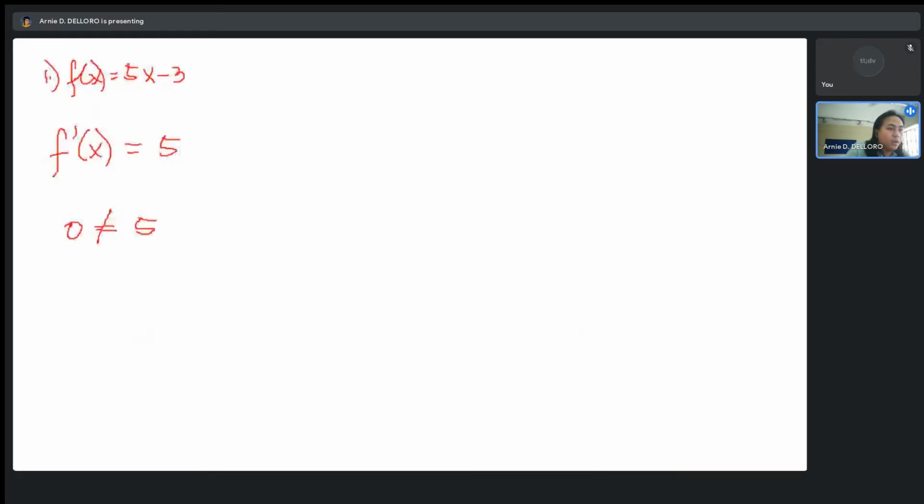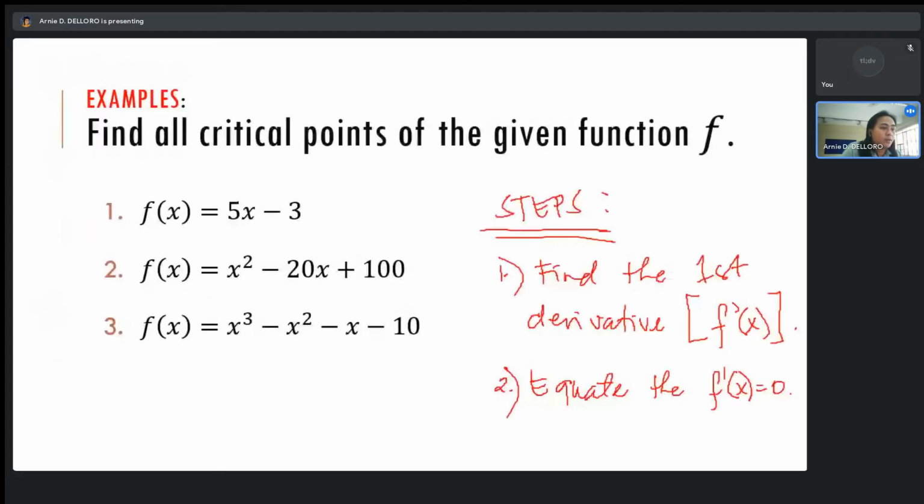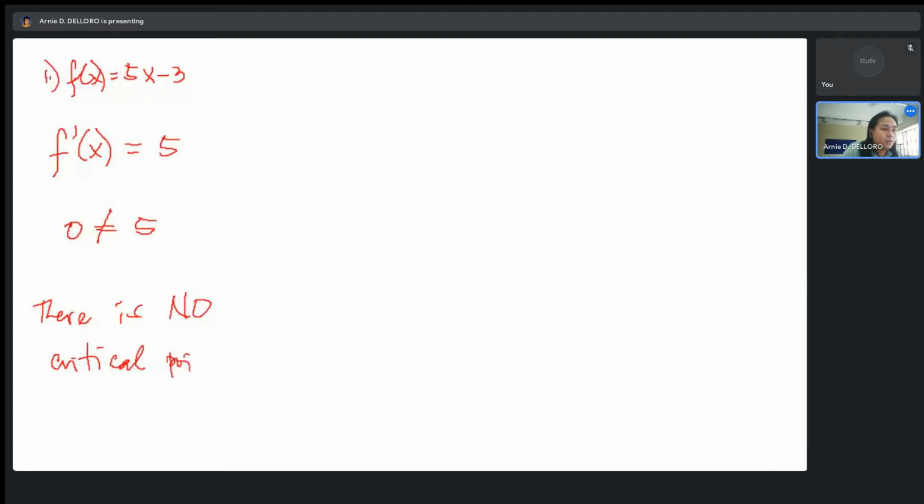ang sagot sa number 1, since ang tinatanong sa atin ay critical values, the answer in number 1 is that there is no critical points. There are no critical points. Okay? Since 0 is not equal to 5.